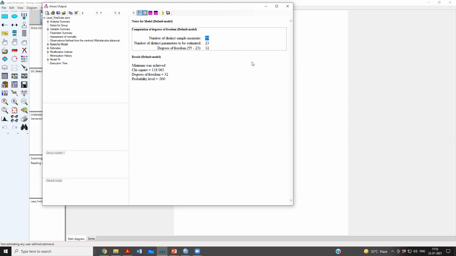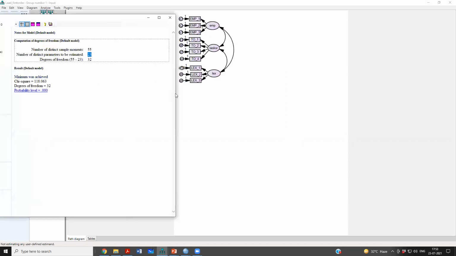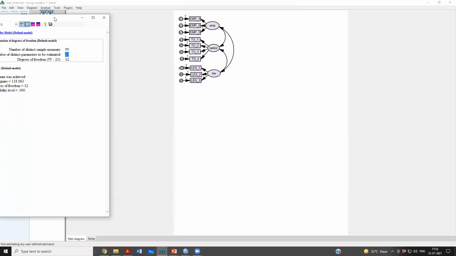This is basically k plus 1 by 2. We had 10 items, so 10 into 11 by 2. Then the number of parameters to be estimated is 23. We have seen how 23. How do we get 23?